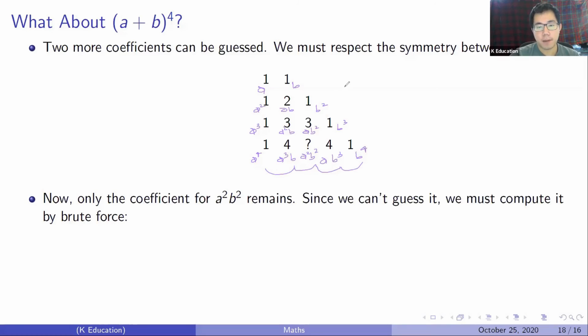Okay, so in the middle is a squared b squared, because you start with a to the 4, then next is a cubed b, because the power of a goes down and the power of b goes up. So the power of a goes down, the power of b goes up. Next is a squared b squared, again for the same reason, 3 becomes 2, 1 becomes 2.